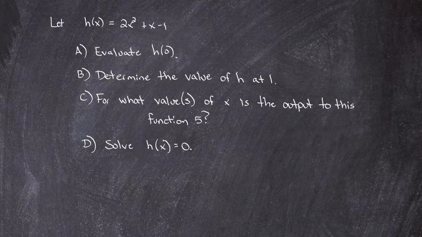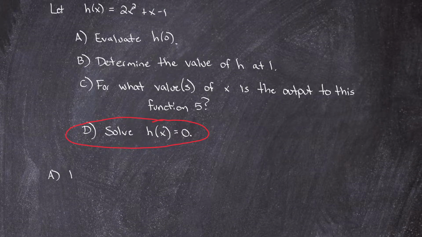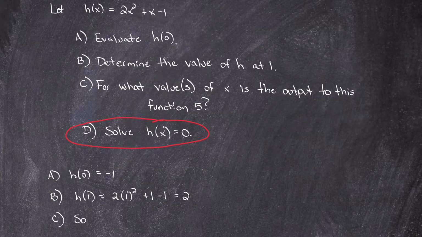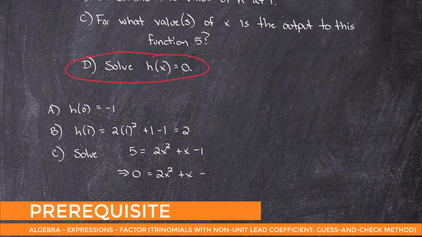In all honesty, most students do fine with parts A, B, and C. However, part D is their nemesis. For part A, we just plug in 0 for x, and we get h of 0 is equal to negative 1. Part B has a similar challenge level. The value of h at 1 means the output of h when we plug in 1 for x. This yields 2. In part C, we're told the output is 5, so we need to find the input or inputs corresponding to this. Solving 5 is equal to h of x, we get the following.